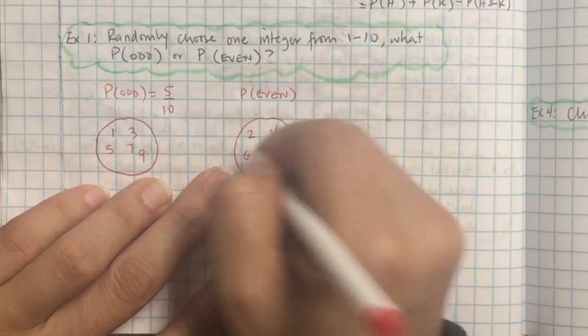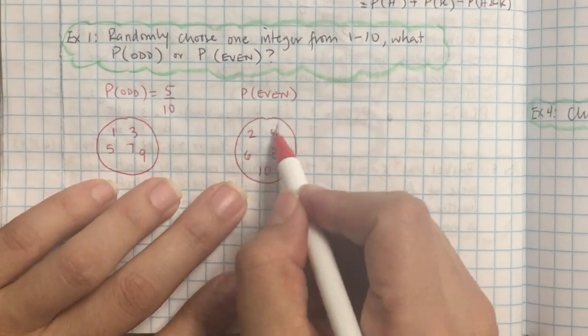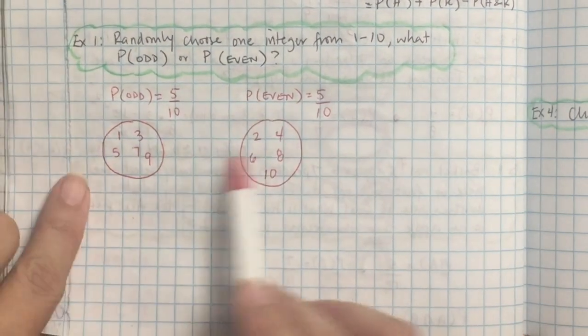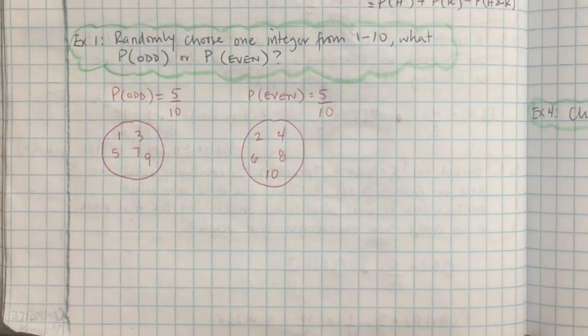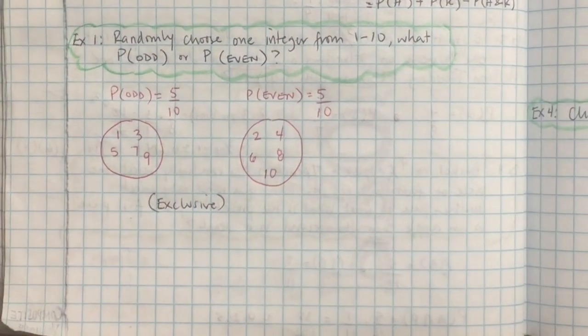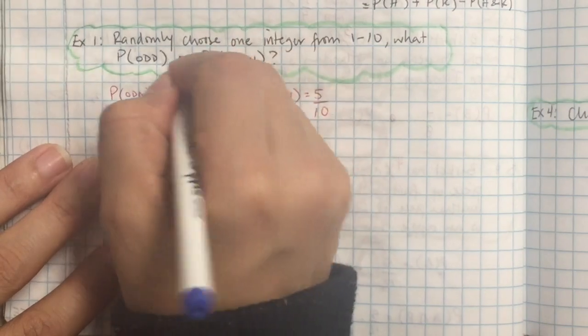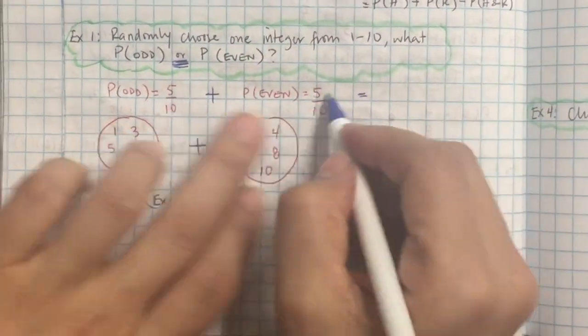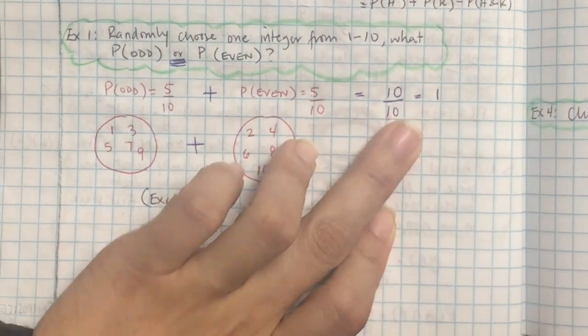Probability that you get an even. So what are all the even numbers? 2, 4, 6, 8, and 10. And how many of those? 5, because that's what I want, over how many possible? 10. So probability you get odd or even. I see the word or, so I'm going to obviously add. And this is exclusive because it's not both, right? They're not telling me both. It's going to be 10 over 10, which is going to be 1.